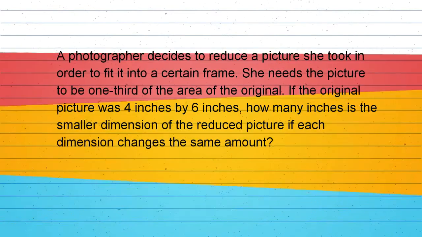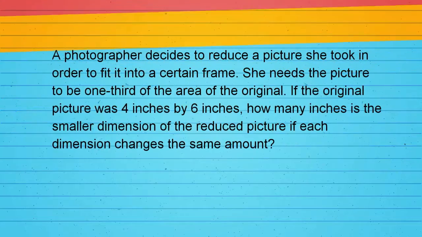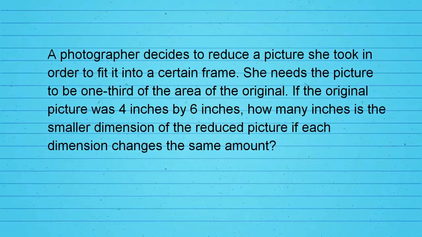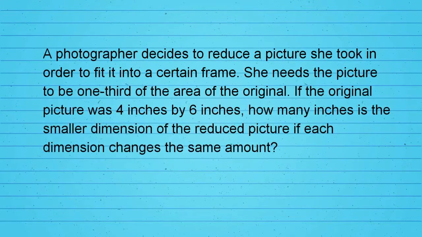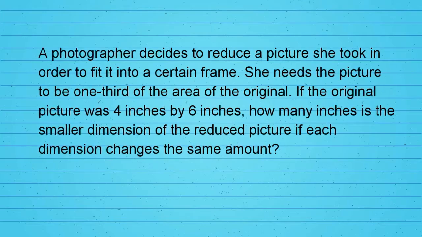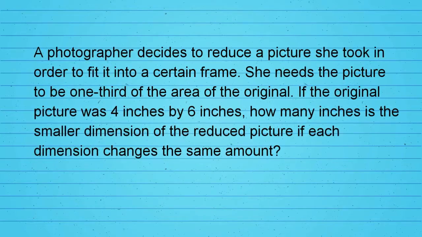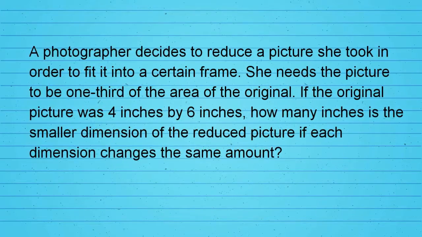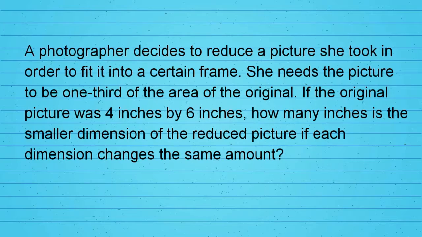A photographer decides to reduce a picture she took in order to fit it into a certain frame. She needs the picture to be 1/3 of the area of the original. If the original picture was 4 inches by 6 inches, how many inches is the smaller dimension of the reduced picture if each dimension changes the same amount?